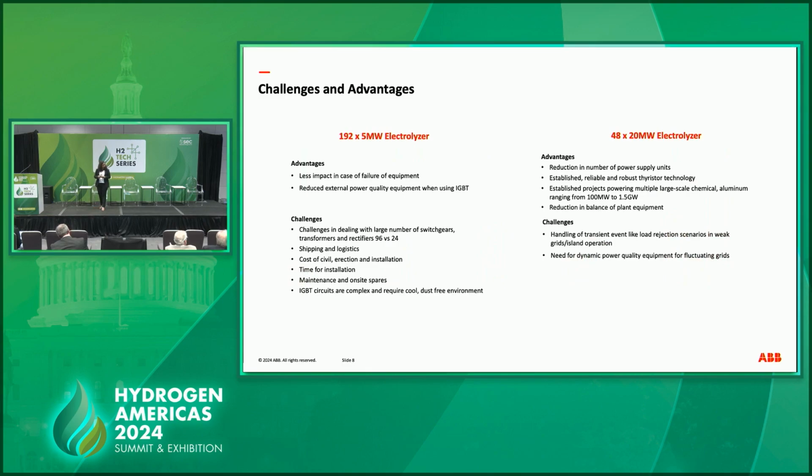So again, talking about the challenges and the advantages we have. Comparing the 960 megawatt plant, yes, the advantage with the 5 megawatt electrolyzer size is that, let's say we lose one module, we lose one electrolyzer or rectifier transformer, so we only lose 5 megawatts, and it doesn't have such a big impact on the entire system. And then there are reduced power quality requirements when going with IGBT. But it comes with a set of challenges.